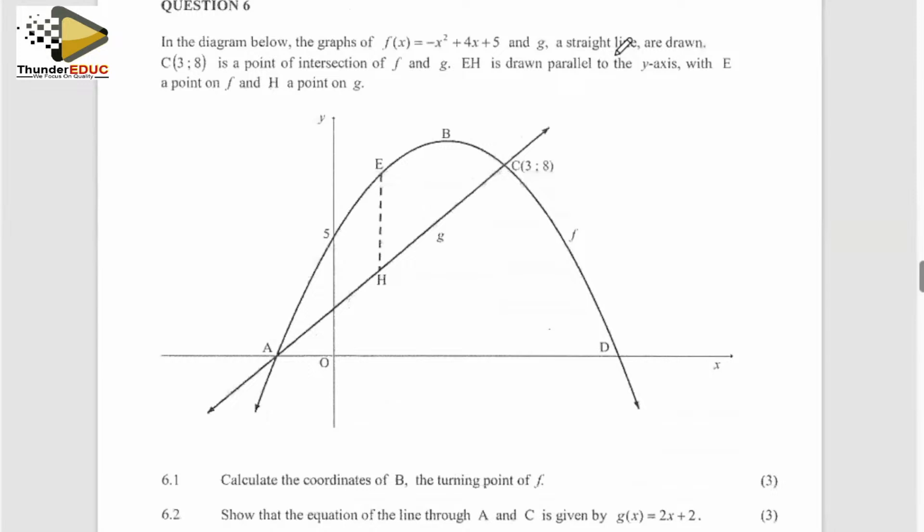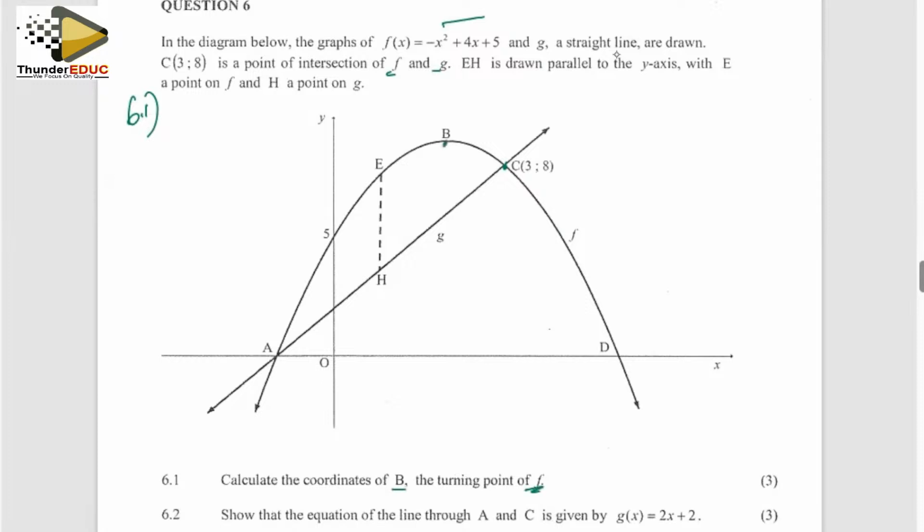Question number 6, which is a parabola and a straight line. So we've been told that in the diagram below, the graphs f of x, okay, they gave us the equation, and g, which is a straight line, are drawn. C is another point of intersection of f and g. EH is drawn parallel to the y-axis, with E a point on f and H on g. Perfect. 6.1. They want us to get the coordinates of B, which is the turning point.